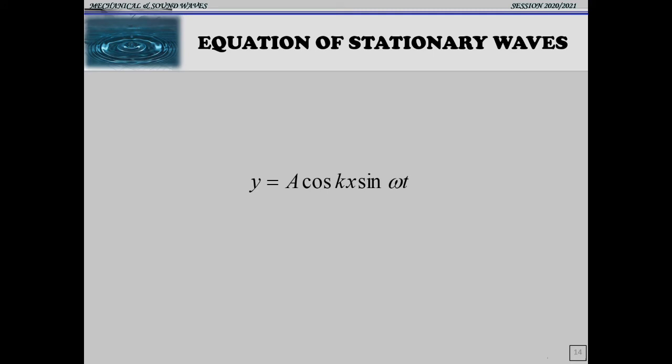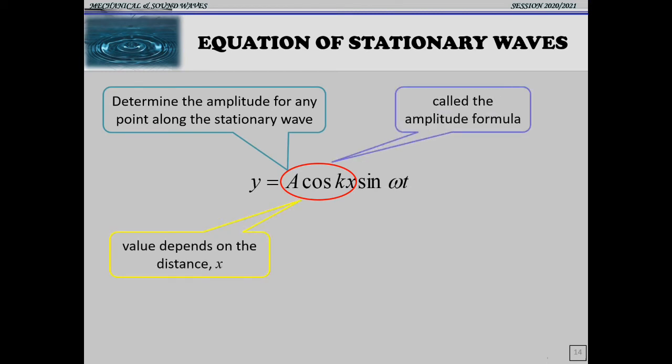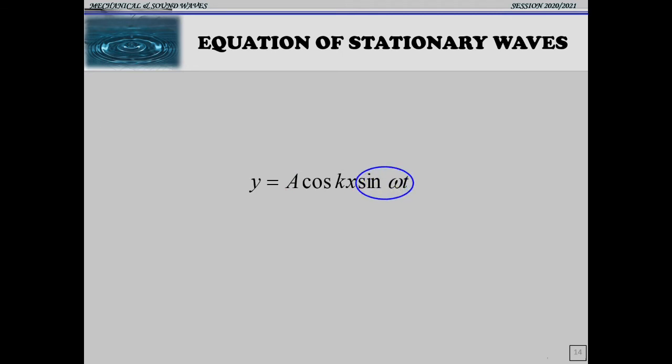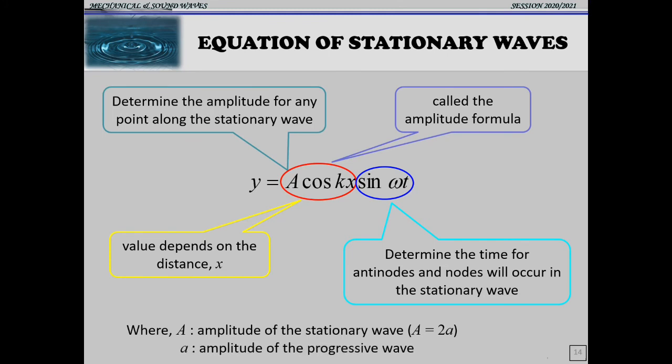The equation of stationary waves is y equals A cos kx sin omega t, where A cos kx determines the amplitude for any point along the stationary wave, and its value depends on the distance x. Sin omega t determines the time at which antinodes and nodes will occur in the stationary wave, where A is the amplitude of the stationary wave, A equals 2a, and small letter a is the amplitude of the progressive wave.